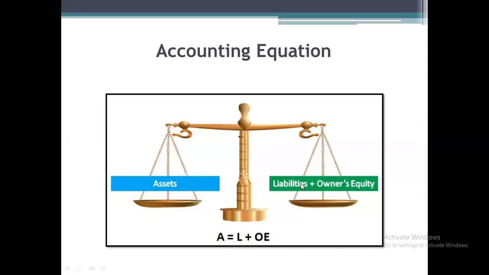So when I club all the liabilities, what is a liability? Liability is nothing but a responsibility to pay. A responsibility to pay something is called a liability. So liability plus owner's equity.